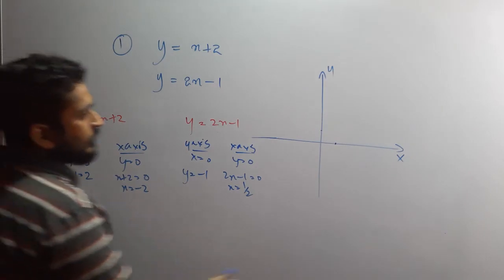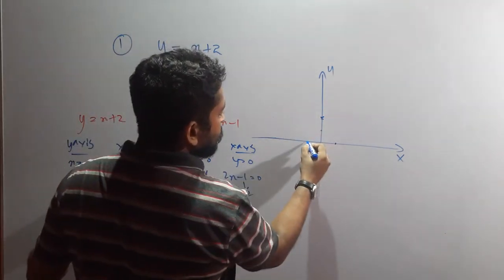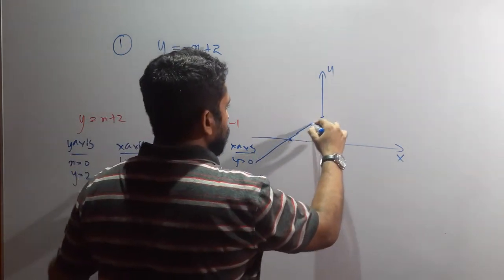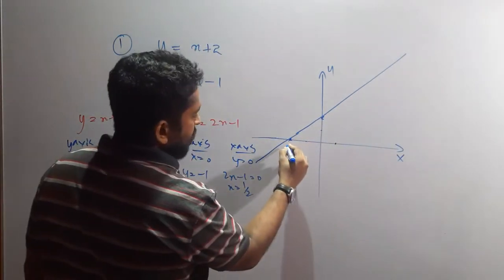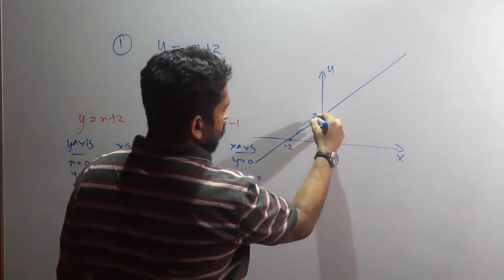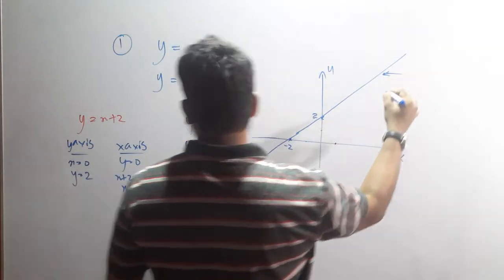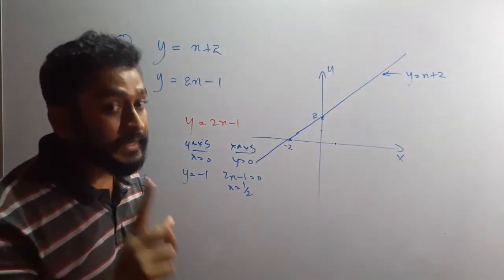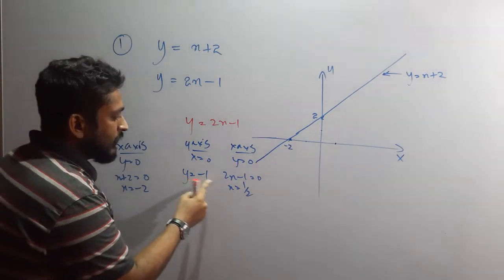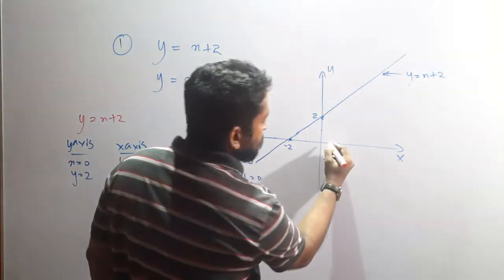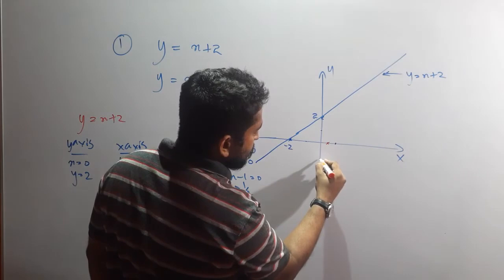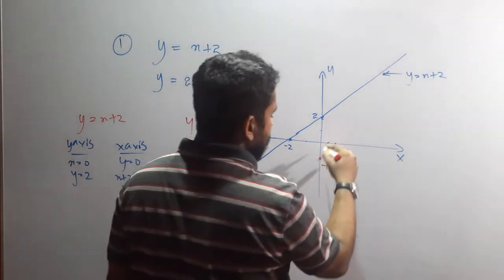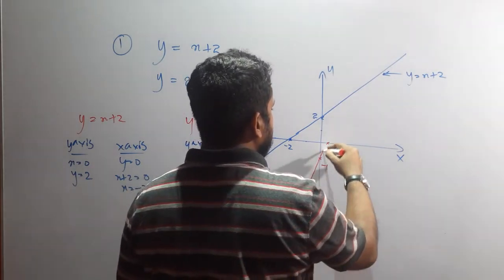Y equals 2x minus 1. Done. Sketch that. Name the graph: y equals x plus 2. Next graph: y equals 2x minus 1. Make them connected.